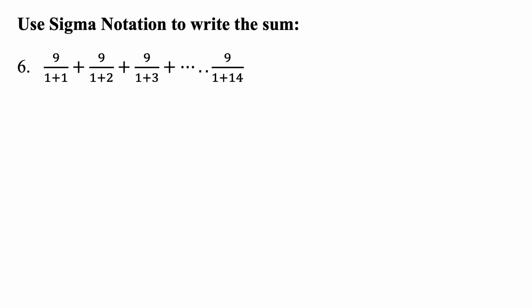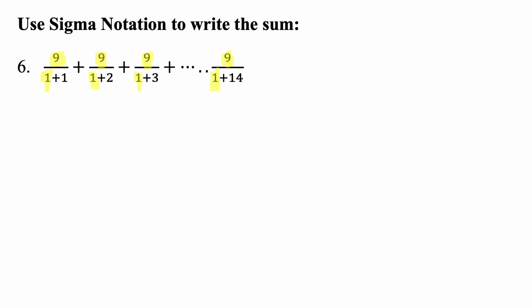Okay, the last type of example we're going to do is we're going to look at the sum of terms, and we're going to use sigma notation to write this as a sum. So here we have 9 over 1 plus 1, plus 9 over 1 plus 2, plus 9 over 1 plus 3, and then dot, dot, dot means we're going to go all the way up until 9 over 1 plus 14.